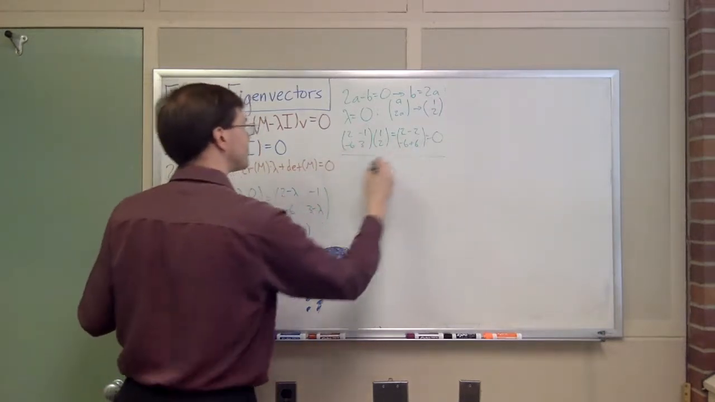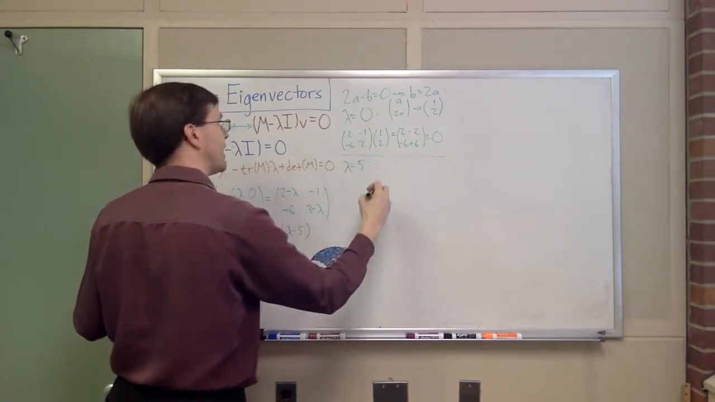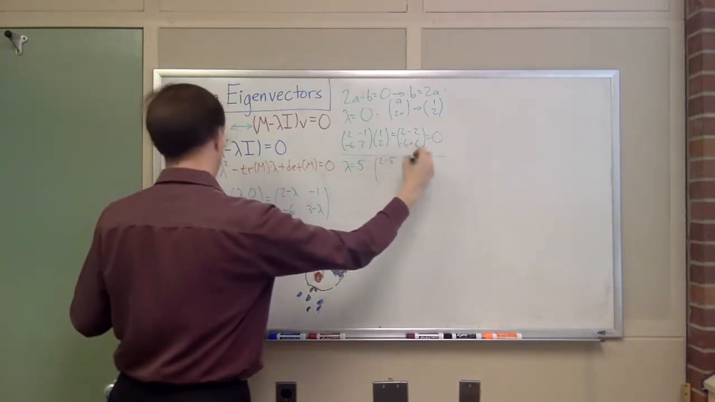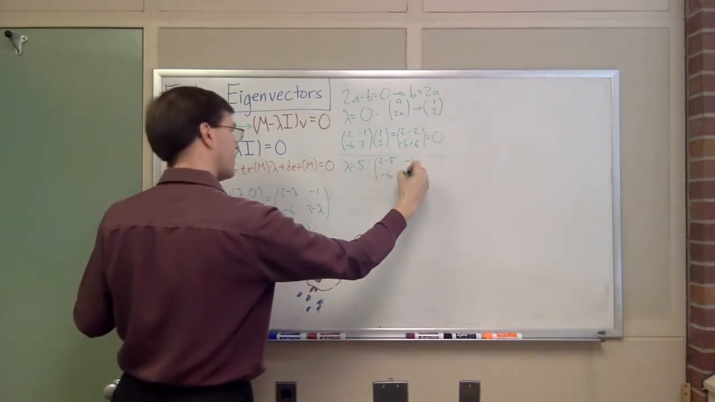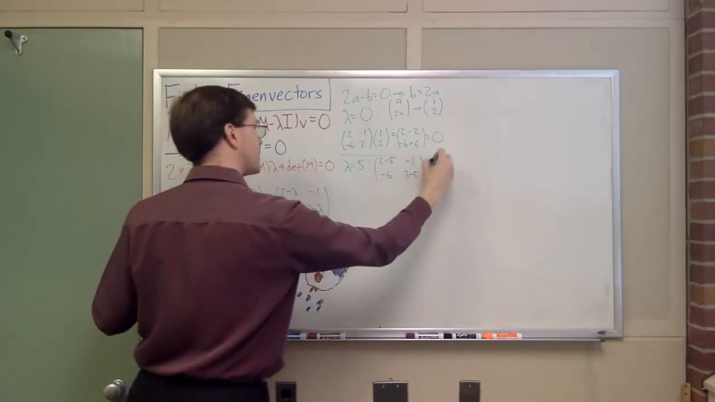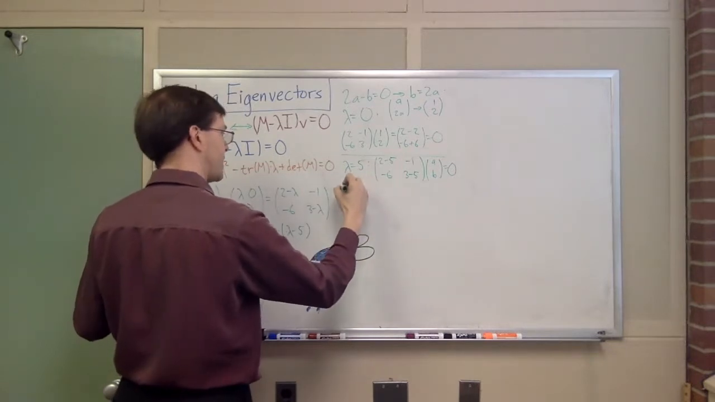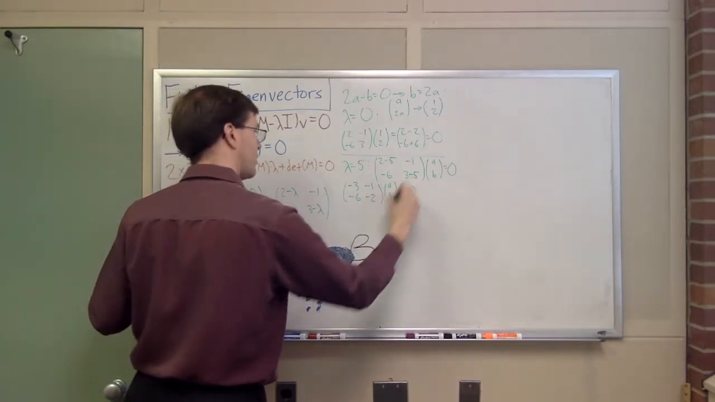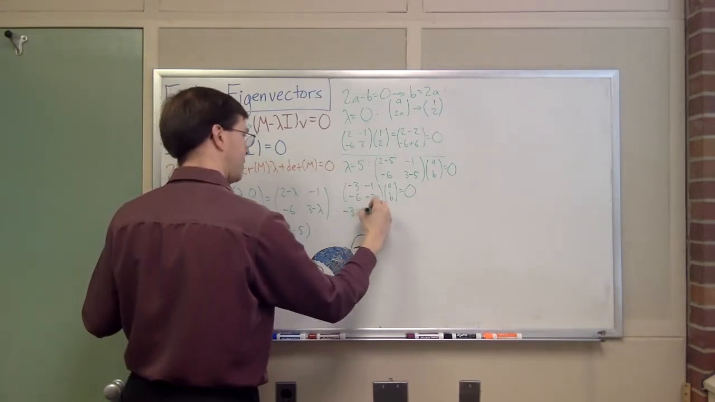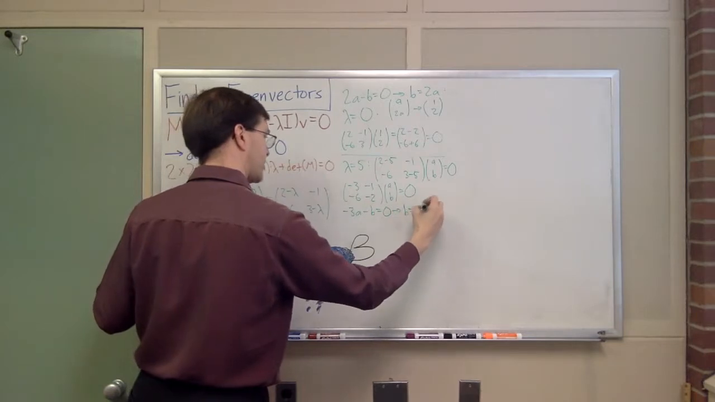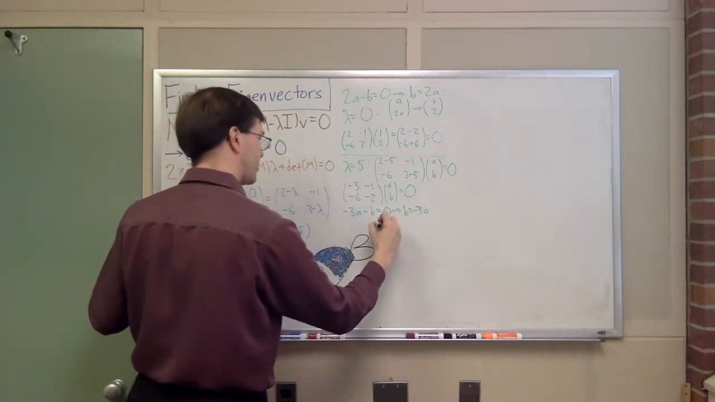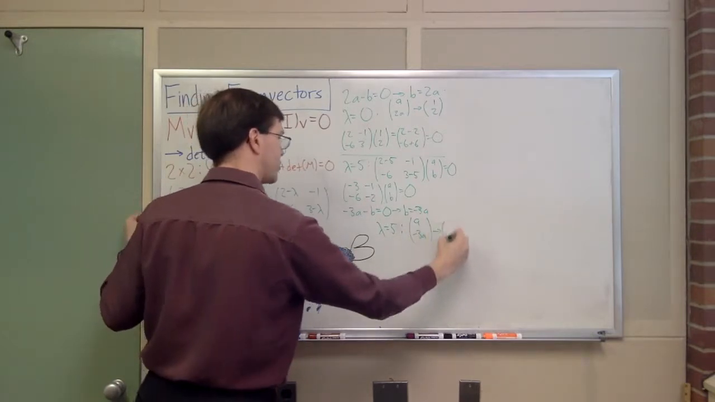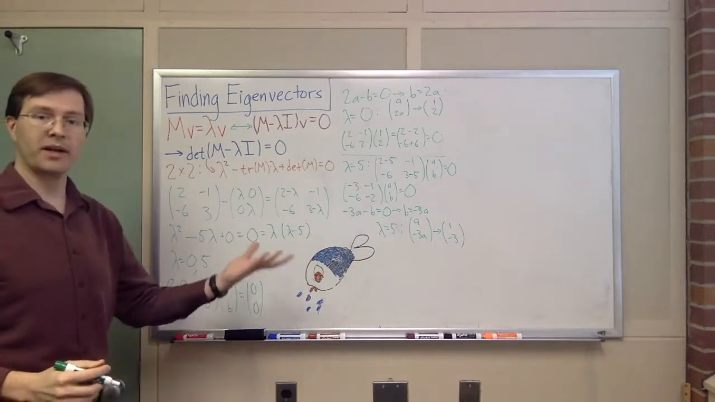Okay. The other one, my lambda equals 5 case, I'm going to do the same thing. I've got 2 minus 5, minus 1, minus 6, and then 3 minus 5, times (a, b) equals 0. 2 minus 5 is minus 3, so that's minus 3, minus 1, minus 6, minus 2. That gives me minus 3a minus b equals 0, so b equals minus 3a. So my lambda equals 5 eigenvector, I can write it as (a, minus 3a), or maybe I'll just choose (1, minus 3) as my other eigenvector.